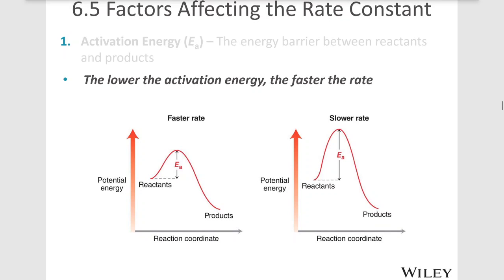So if we lower the activation energy, we can increase the rate, because the molecules will need less energy to get to products. The reaction on the left has a lower activation energy than the reaction on the right. So the reaction on the left is going to proceed at a faster rate than the reaction on the right. The reaction on the right will go at a slower rate because the molecules have to overcome a higher energy level in order to go to products.